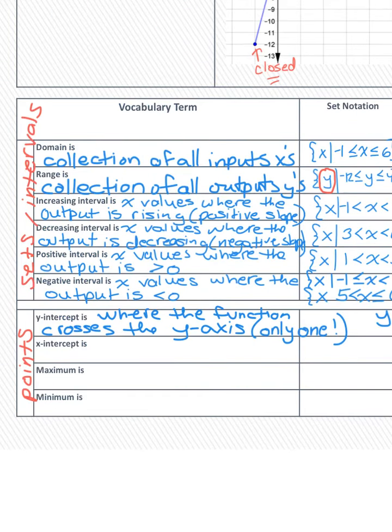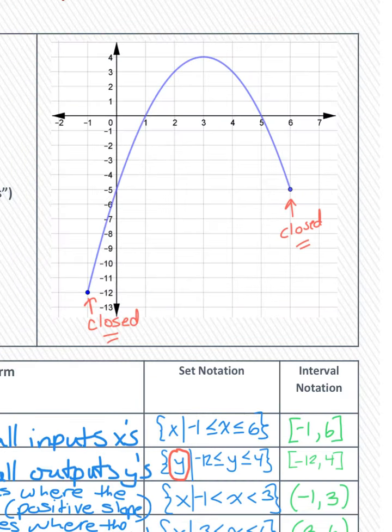And the x-intercept is where the function crosses the x-axis, and it's important to note that we could have no x-intercept. We could have one, or we could have many. On our graph, we happen to have 2. So we have x equals 1 and x equals 5.